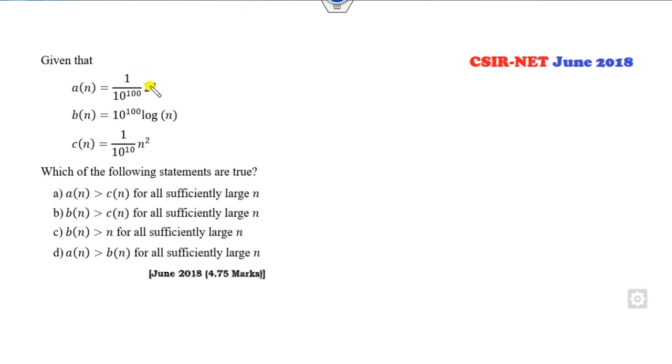Okay, given that a_n, b_n and c_n, which of the following statements are true for sufficiently large n, meaning n approaches infinity? There are two methods. You can solve it directly if you know the computational complexity.